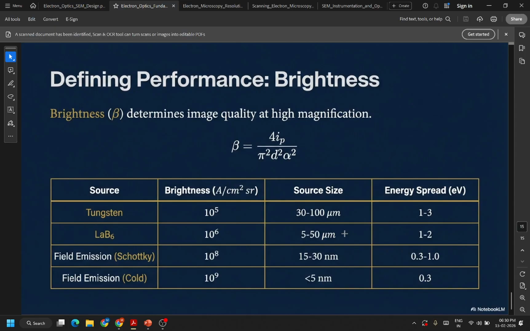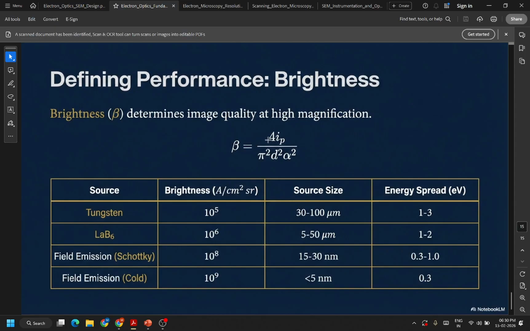So you can see for thermionic emitters, you don't need a very small source size. Source size is typically in microns, whereas for field emission, the source sizes are in nanometers, and the energy spread is also much lower, from 1 to 3 eV down to 0.3 eV. So that reduces your aberrations, and hence the overall resolution increases.